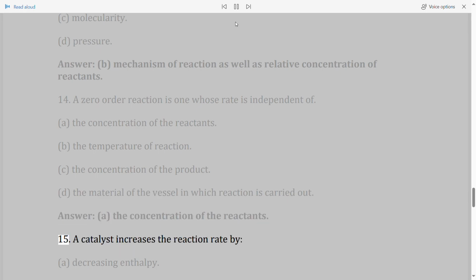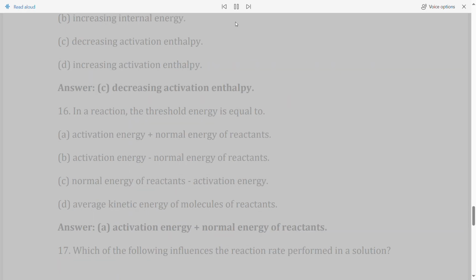16. A catalyst increases the reaction rate by A. Decreasing enthalpy, B. Increasing internal energy, C. Decreasing activation enthalpy, D. Increasing activation enthalpy. Answer C. Decreasing activation enthalpy.